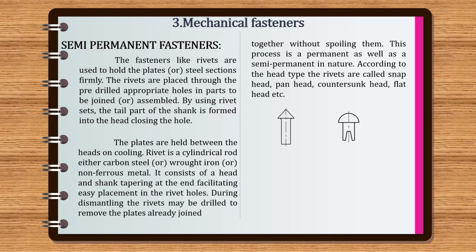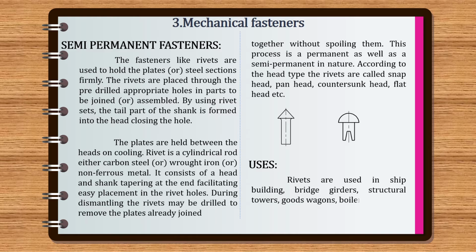And the uses of semi-permanent fasteners are: rivets are used in shipbuilding, bridge girders, structural towers, goods wagons, boilers, and heavy pressure vessels industry, and also for small-scale applications too.